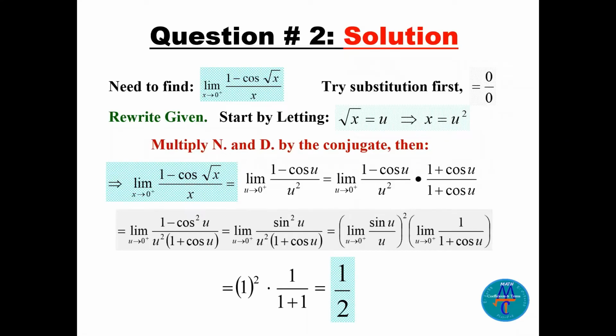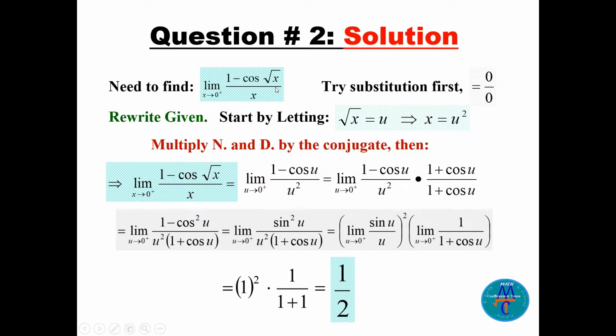Here what we do is we try substitution first. So 1 minus cosine of the 0. Remember here, square root of x. That's why we have 0 from the right side. It should be positive values of x. So 1 minus cosine of 0 will be 1 minus 1 over 0, so it will be 0 over 0. So we have to rewrite the given expression.